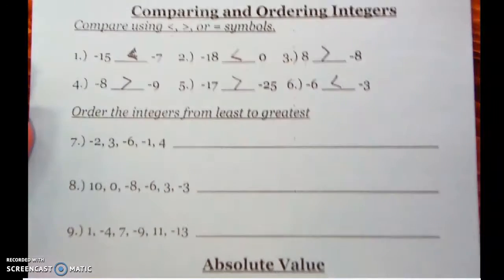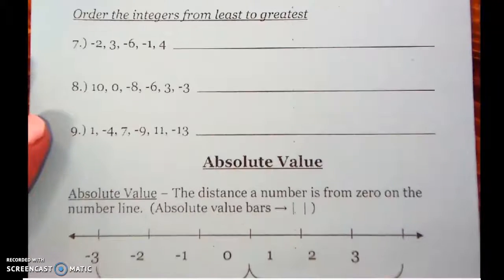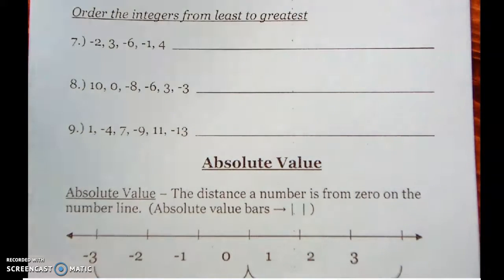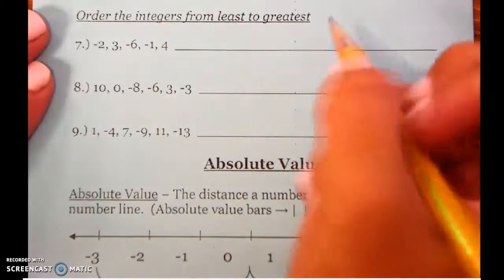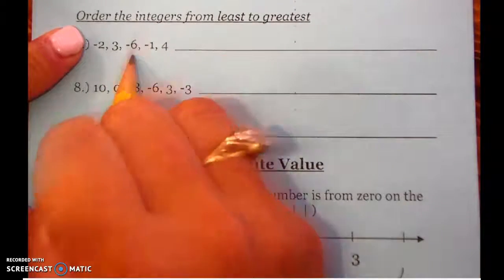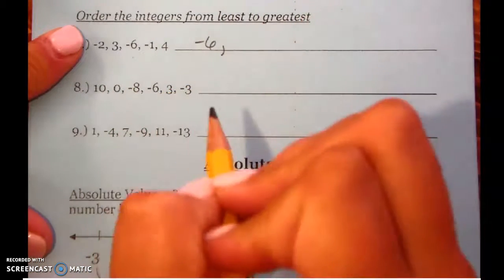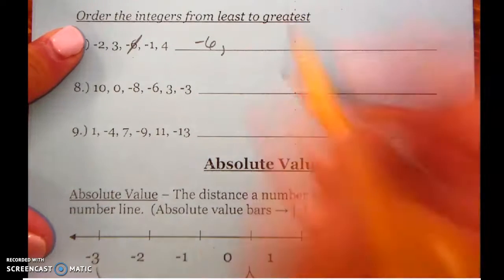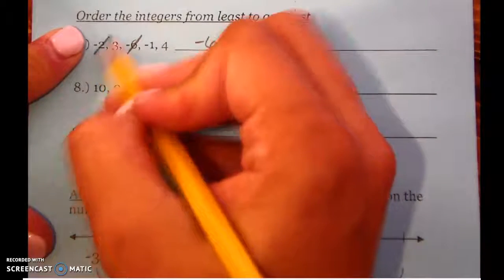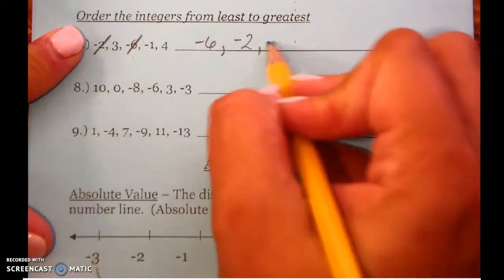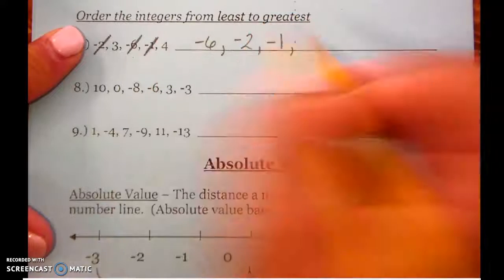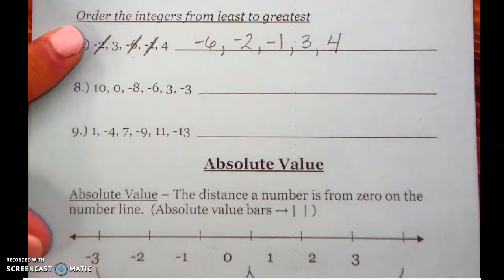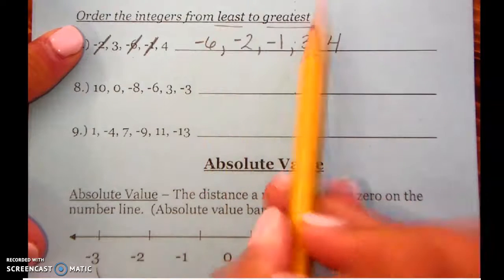Our next section, order the integers from least to greatest. This would be just looking on a number line and working from left to right. So here we're going to start with our smallest number, which would be -6. And a good test taking strategy is to cross it out. That way you don't reuse it. So -6, then we would have -2. Next is our only negative, -1. And then we have 3 and 4. So this was again from least to greatest.